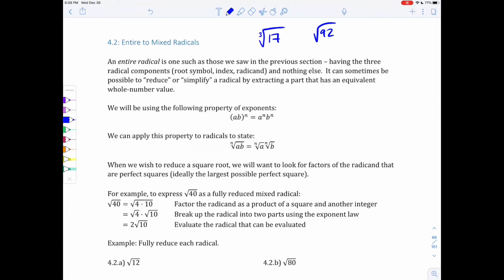So what I want you to get out of this first little section are these two words that should cue you to then convert an entire radical to a mixed radical. And that's what this whole lesson is going to be about. If you look at your task instructions, number 4, reduce radicals. Reduce the radicals. Simplify the radicals.